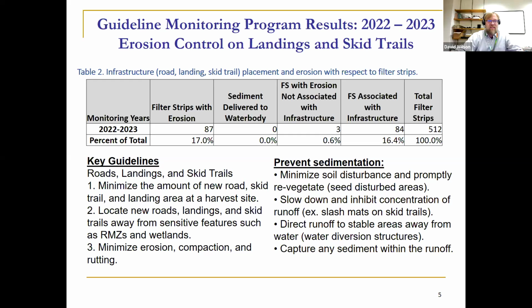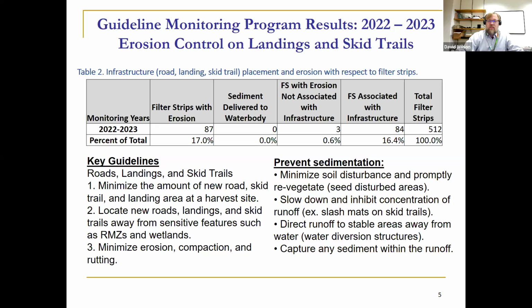But the key guidelines here, I wanted to highlight those, are to minimize the amount of new roads, skid trail, and landing area at the harvest site. Of course, we kind of know that. But locate new roads, landings, and skid trails away from sensitive features like RMZs and wetlands, and then minimize erosion, compaction, and rutting in general.